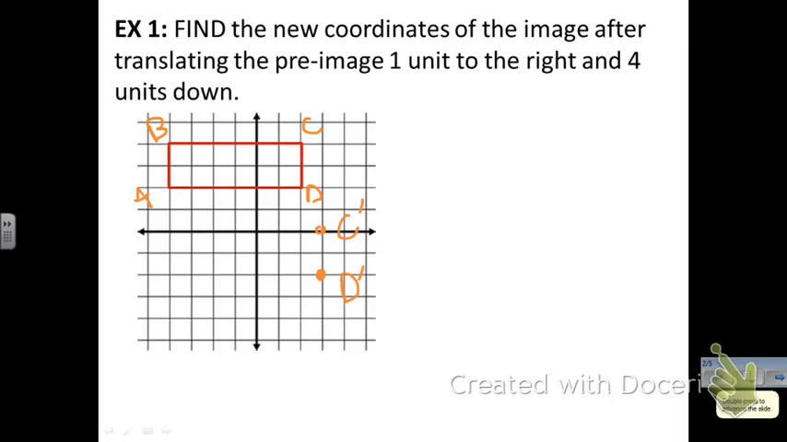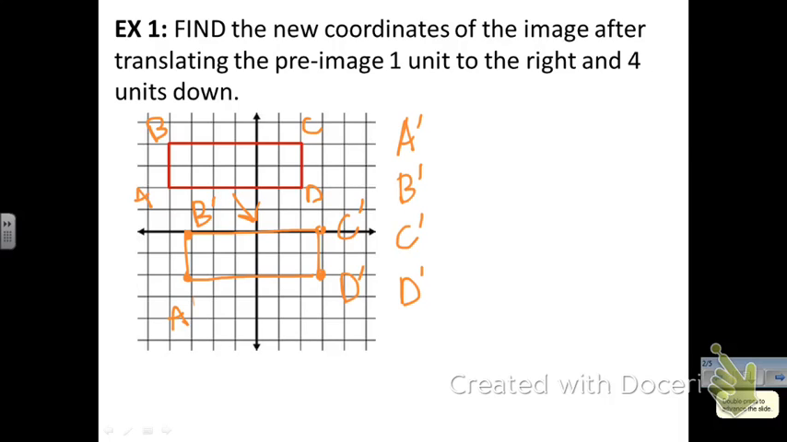B is forward 1, down 1, 2, 3, 4. And then A is forward 1, down 4 to get your A prime. And there's your new image. You can see that we have done a slide over and down. So then we're going to write the coordinates of those new points.